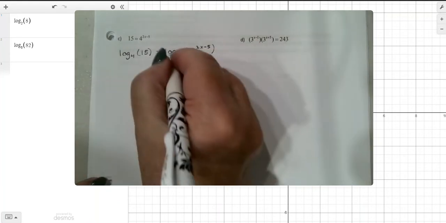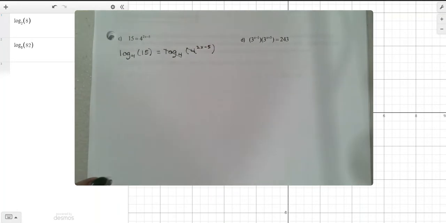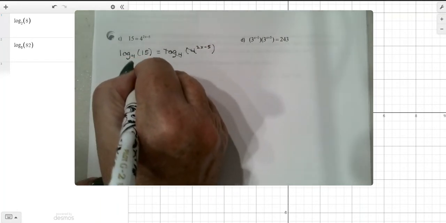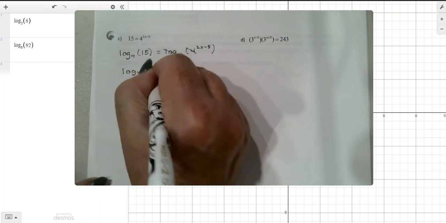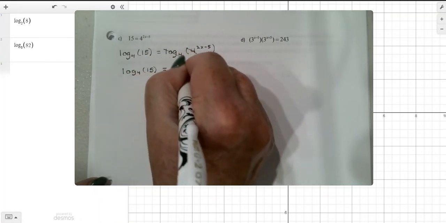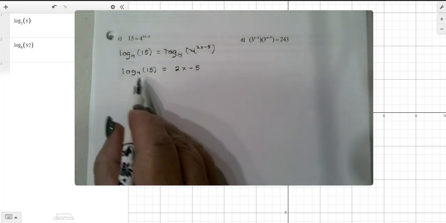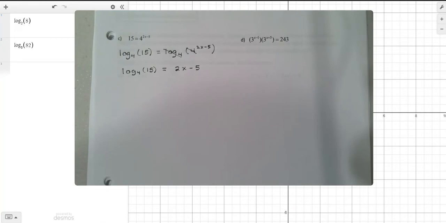All right. Inverse functions, I can get rid of those. So I have the log base 4 of 15 equals 2x minus 5. If I want to stay exact, I have to leave that logarithm written out like that. I can't evaluate it and get an approximation, at least not quite yet.